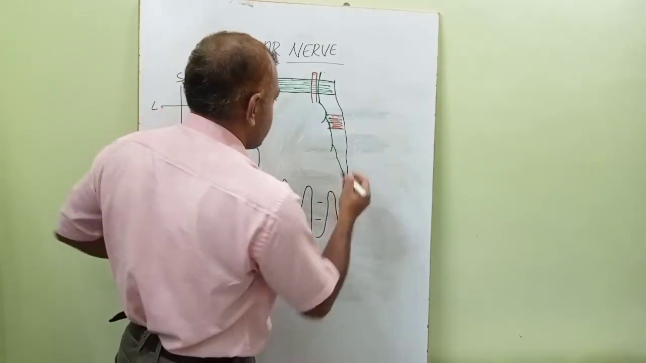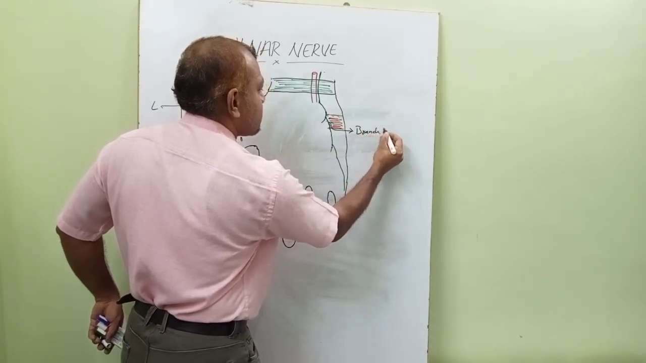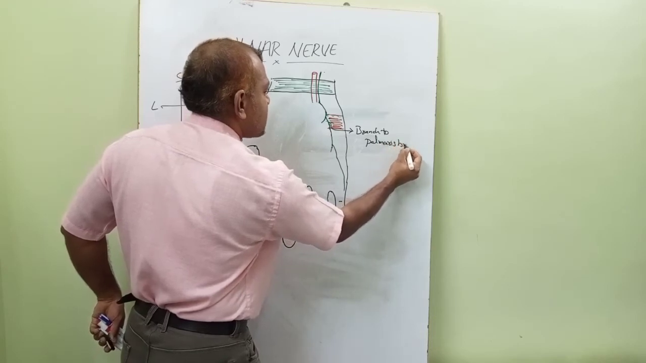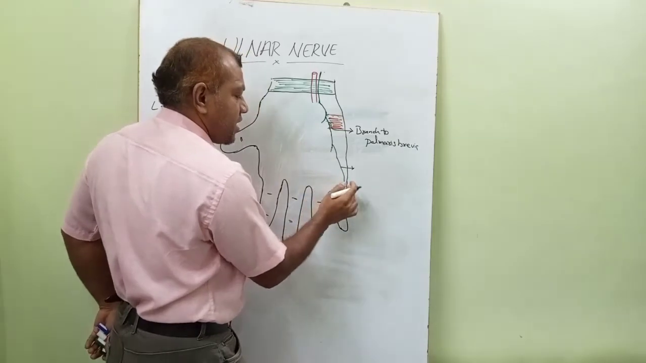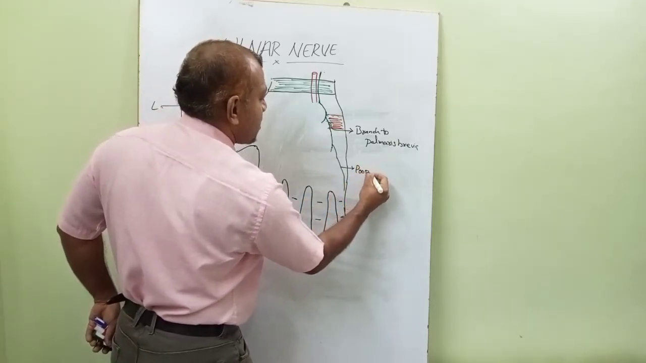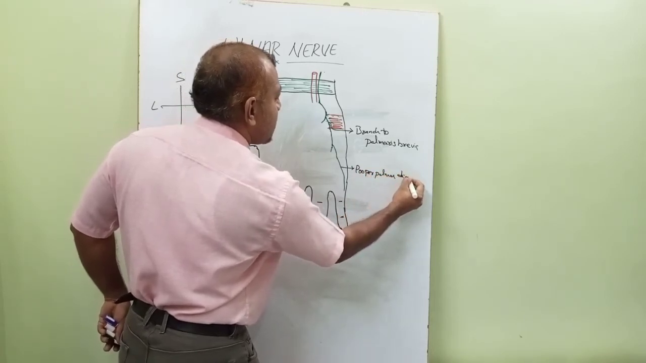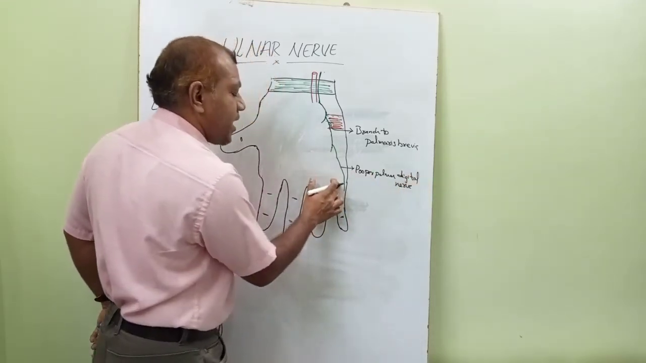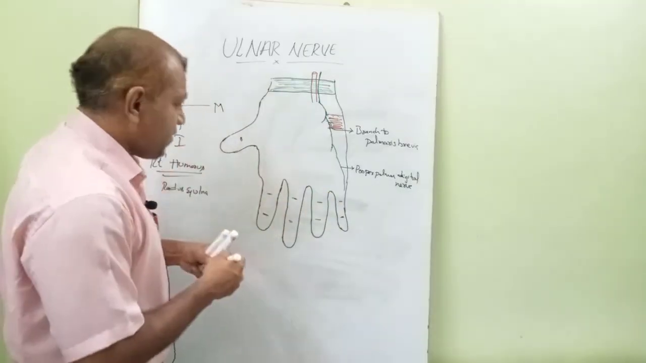Try to write down: this is your branch to palmaris brevis. Then it gives a branch running towards the medial side of the little finger. That is called the proper palmar digital nerve, which is supplying the medial aspect of the little finger.